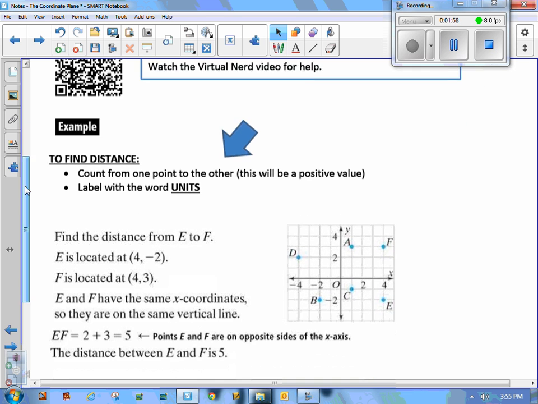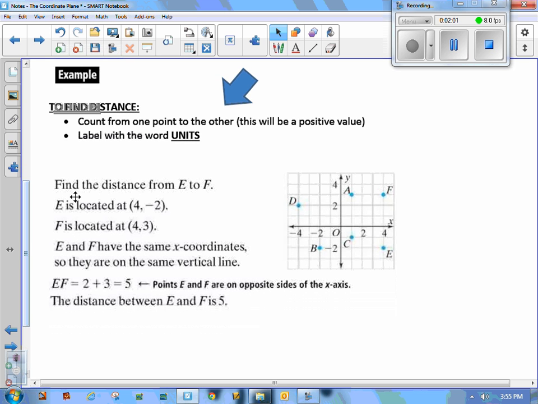We're going to start out with finding distance. Here in this lesson, it's just very simple. We're going to count from one point to the other. It doesn't matter if it's in quadrant 1, quadrant 3, to the right of the y-axis, left, top of the x-axis, or bottom of the x-axis. The distance will always be a positive value because we're simply counting from one point to the other, and we're going to label it as units.